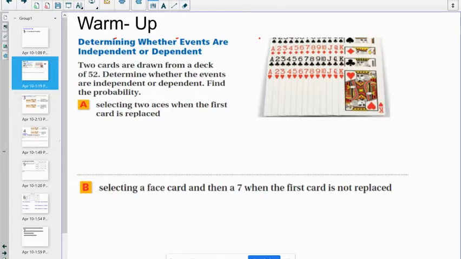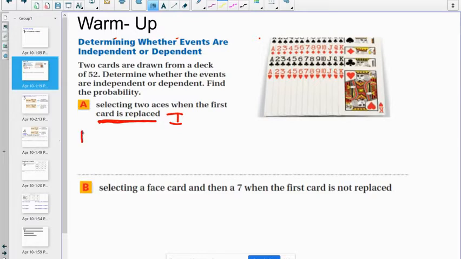So for part A, it says selecting two aces when the first card is replaced. Remember, when we're trying to determine if something is dependent or independent, you want to look at those keywords as far as if something is being replaced. In this specific example, it says when the card is replaced. So when it is replaced, we know that is independent. I'm just going to put I for independent. Now we'll go through and do our probability solving.